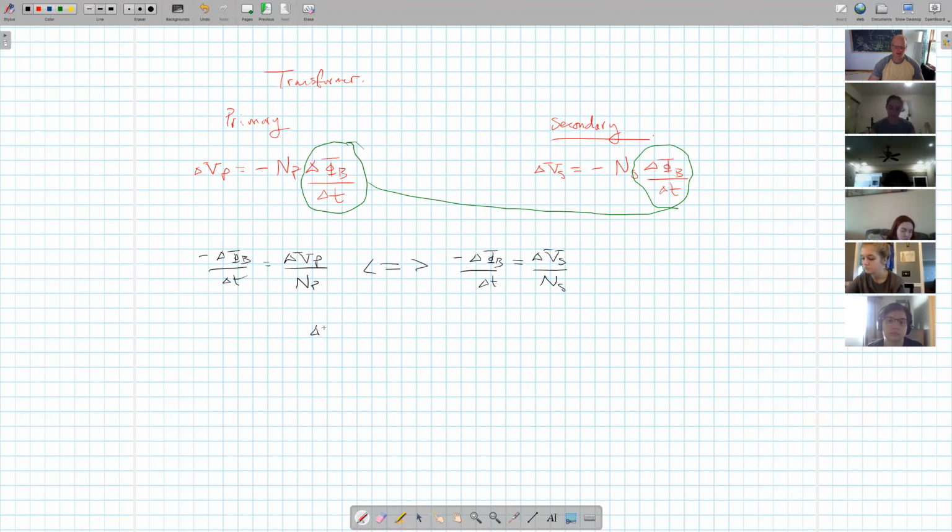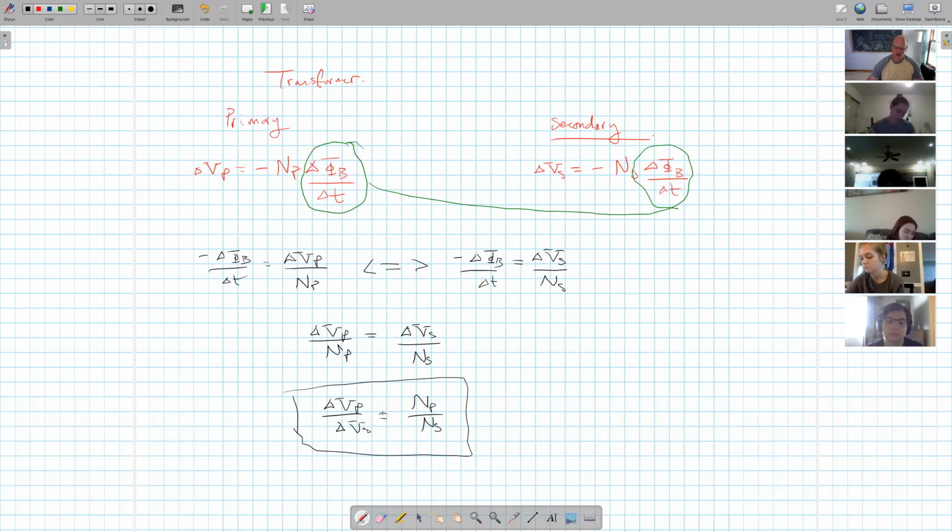So this tells me that the potential across the primary divided by the number of loops of the primary has to be equal to the potential across the secondary divided by the number of loops of the secondary. So finally, the change in potential across the primary divided by the change in potential across the secondary must be equal to the number of loops of the primary divided by the number of loops of the secondary. So this is the way that the transformer works.